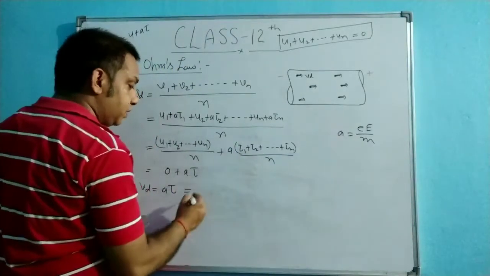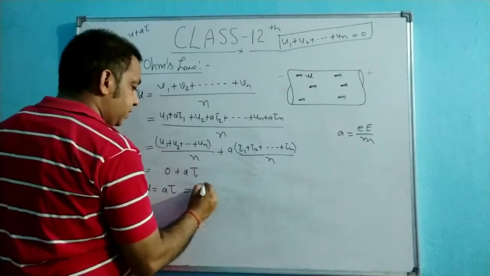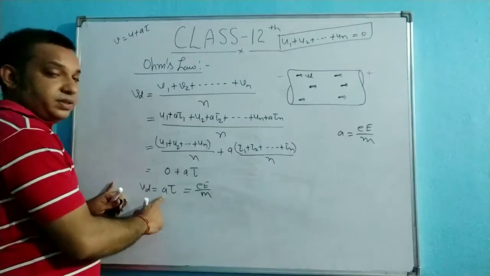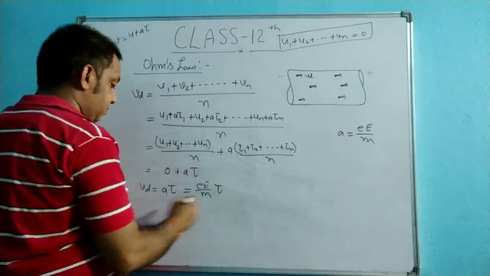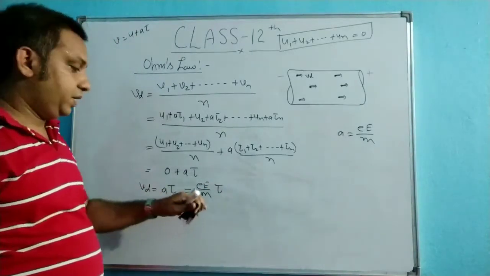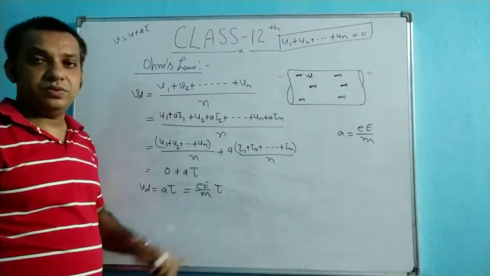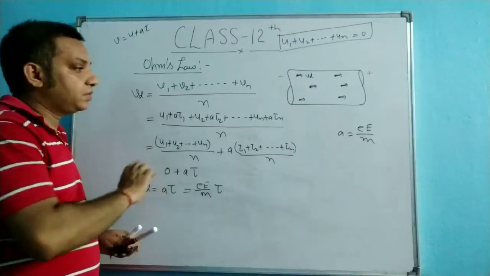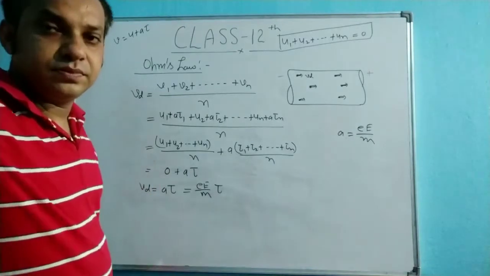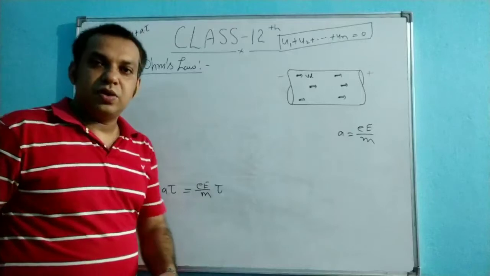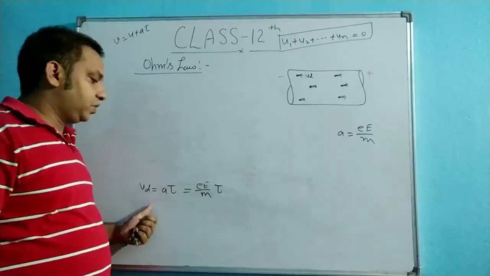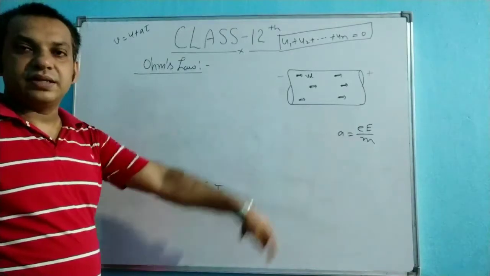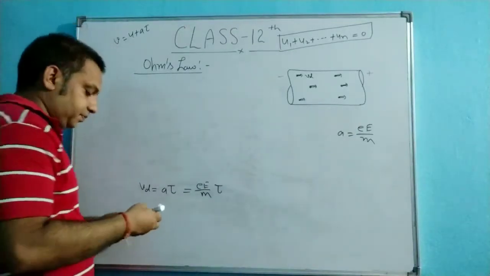So what will you get? You will get eE divided by m, this is the value of a, and tau. So vd is equal to eE divided by m into tau. Clear? So I am erasing this one. We just note down: how much will we get? vd is equal to eE upon m into tau, by putting the value of acceleration. Now let's see here.